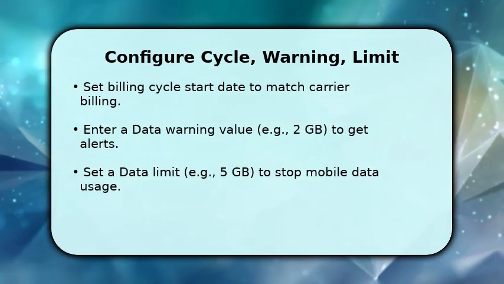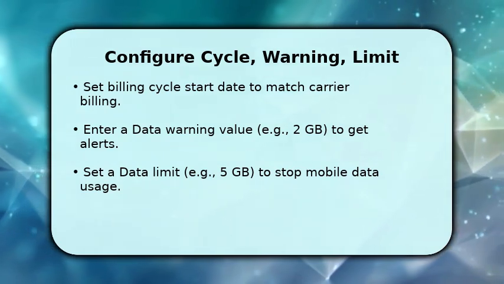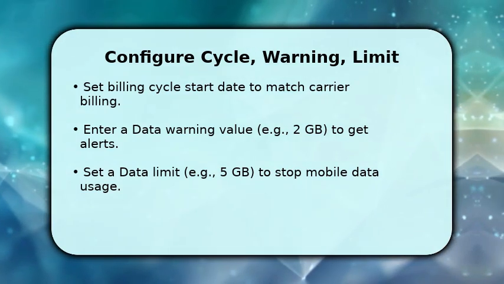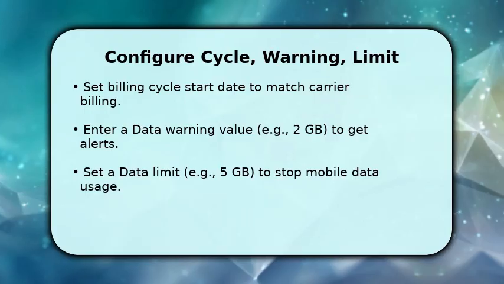Next, adjust the billing cycle start date so usage counts align with your carrier. This prevents surprises. Then tap Data Warning and enter the amount you want to be alerted at, for example 2 GB, which keeps you informed before you hit the cap.